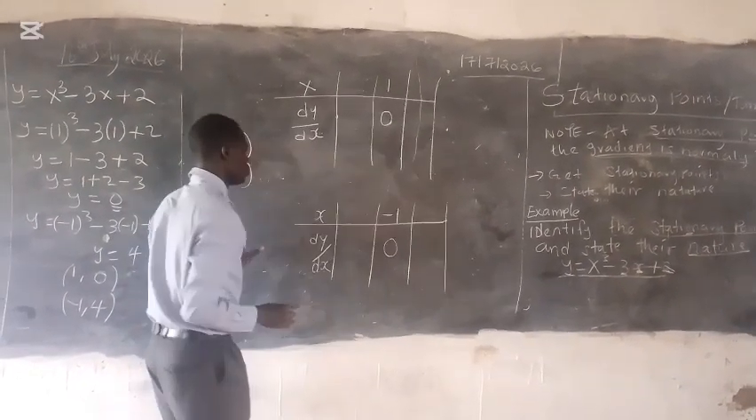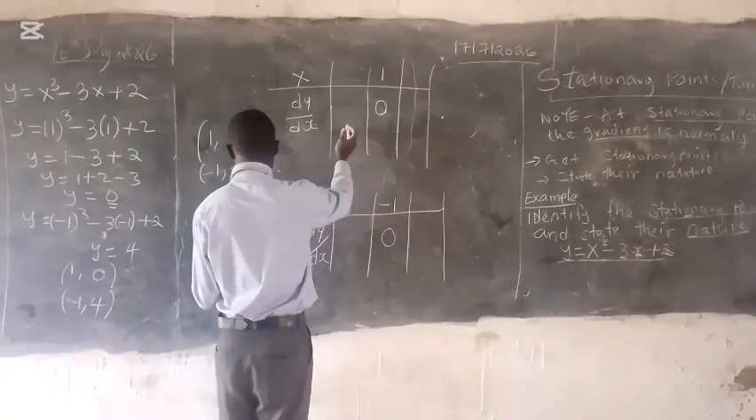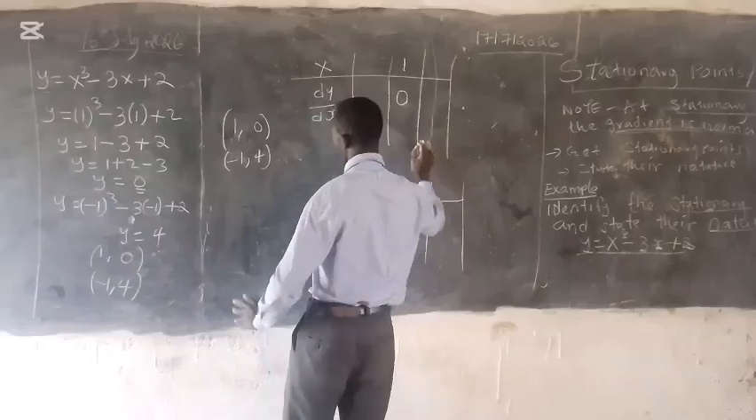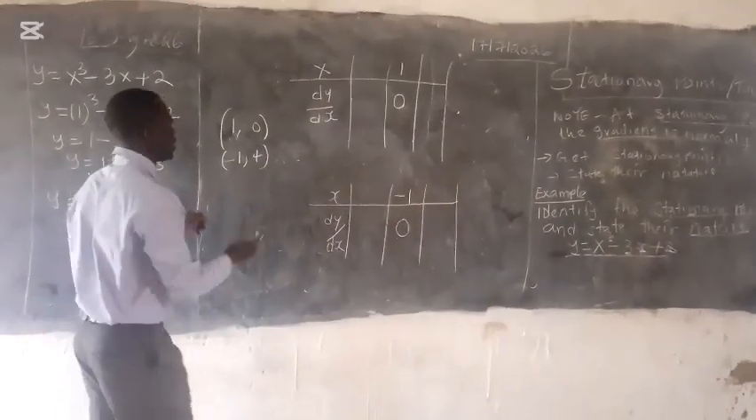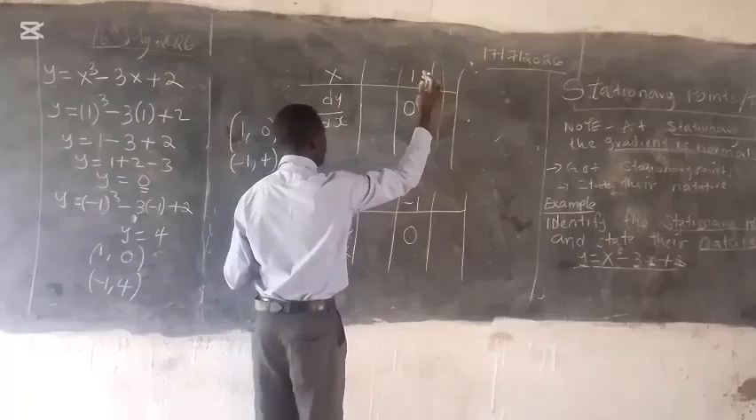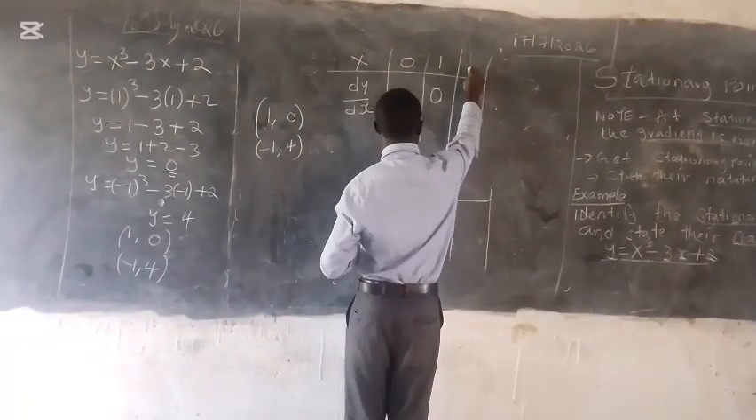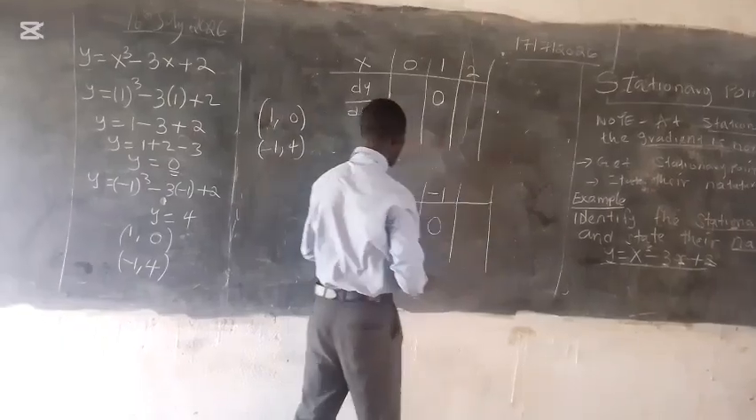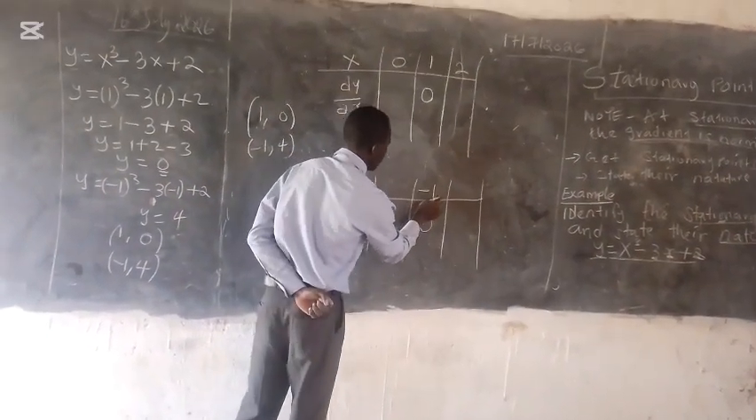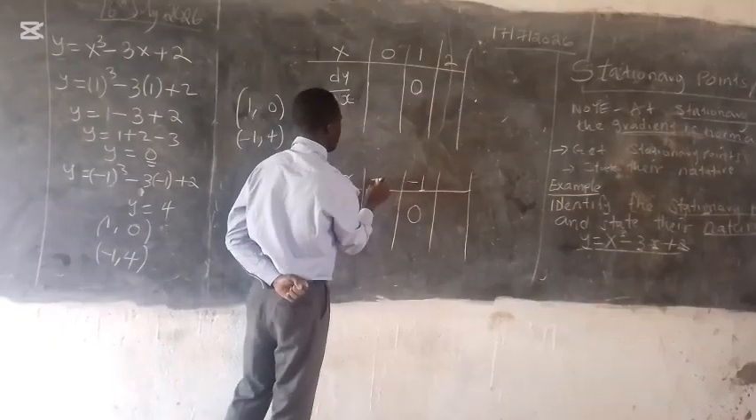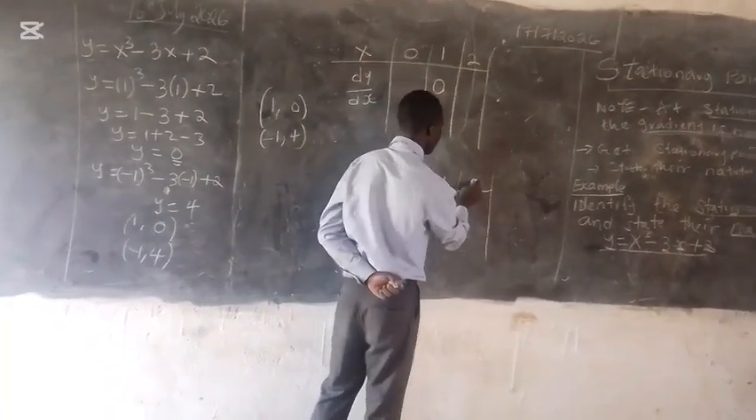Now students, we need to fill this table. We go back by 1 step, then we go forward by 1 step. When we go back by 1 step, we say 1 minus 1, it is 0. Then 1 plus 1, it is 2. Here we also go back 1 step, and we go forward 1 step. So minus 1 minus 1 is minus 2. Minus 1 plus 1 is 0.